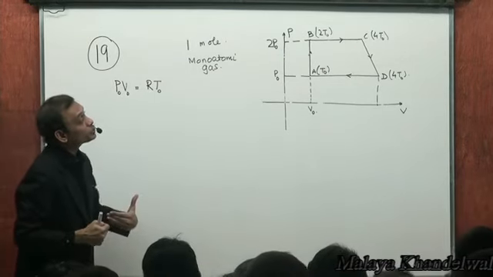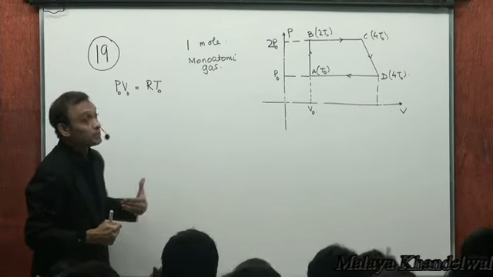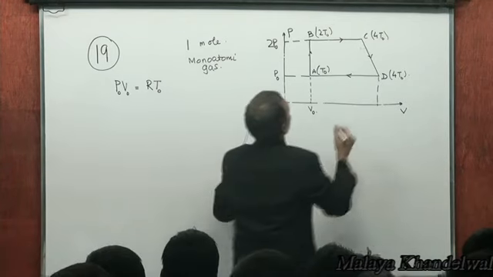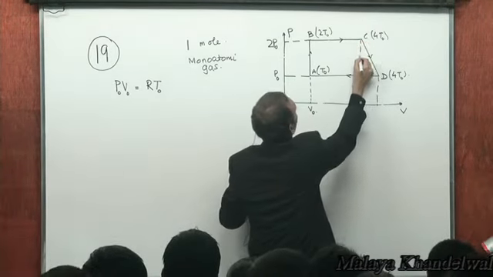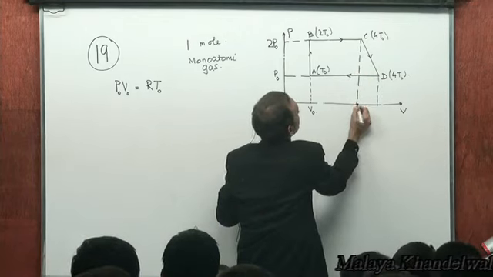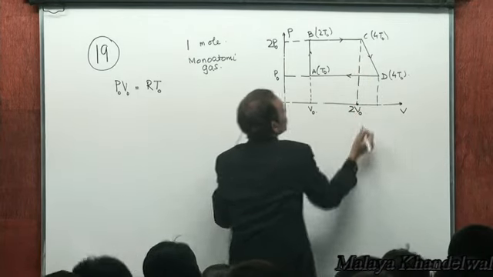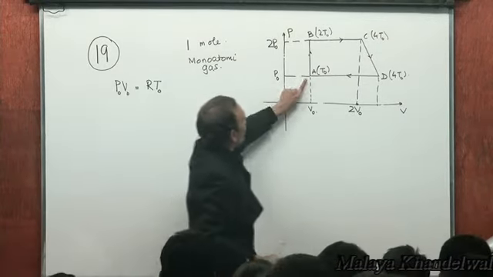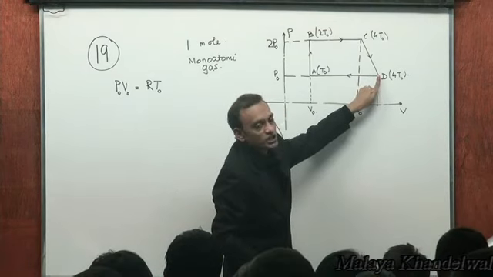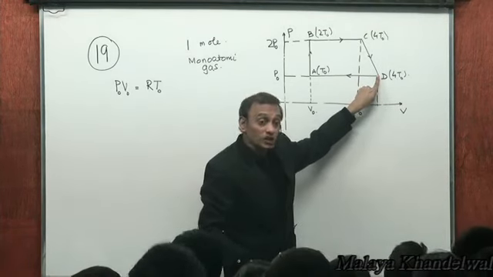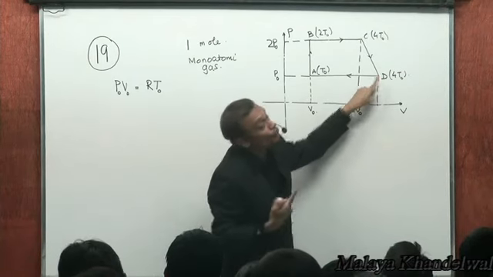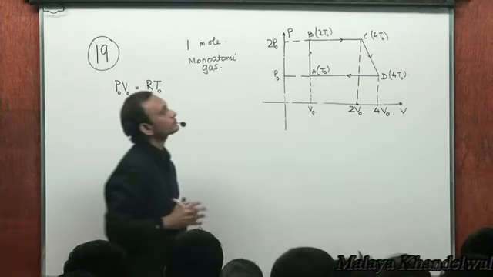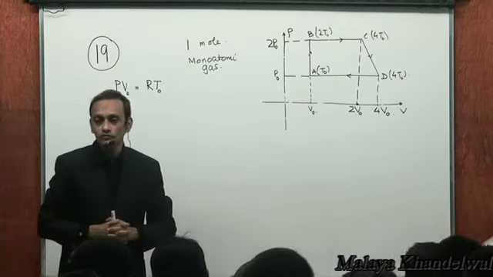Now, when you go from B to C at constant pressure, the temperature is getting doubled. Therefore, the volume must get doubled, right? B is at volume V0, so C must be at volume 2V0. Now, when you imagine going from A to D at constant pressure, the temperature is becoming 4 times, so the volume will become 4 times. Right?